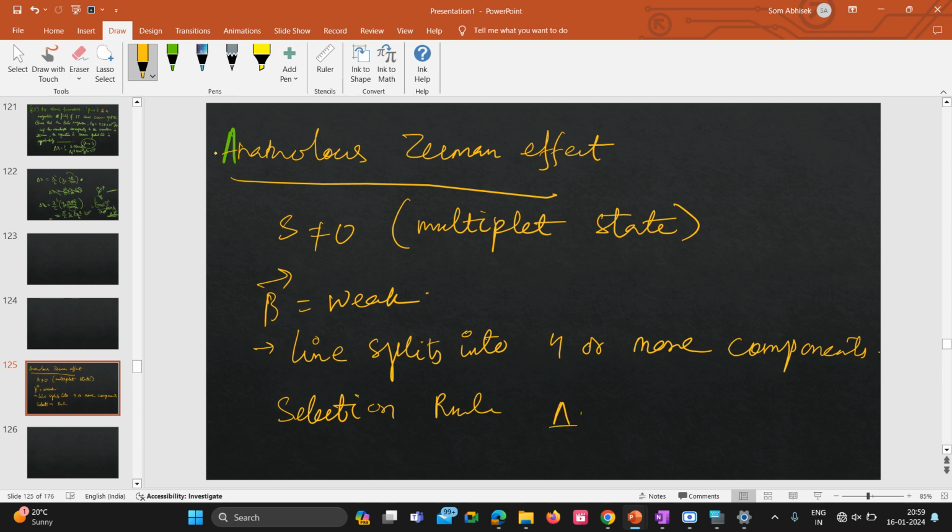Selection rule here is del mj is equal to 0, plus or minus 1. What is the case in case of normal Zeeman effect? Normal Zeeman effect also same. But there the line was splitting into two or three components.